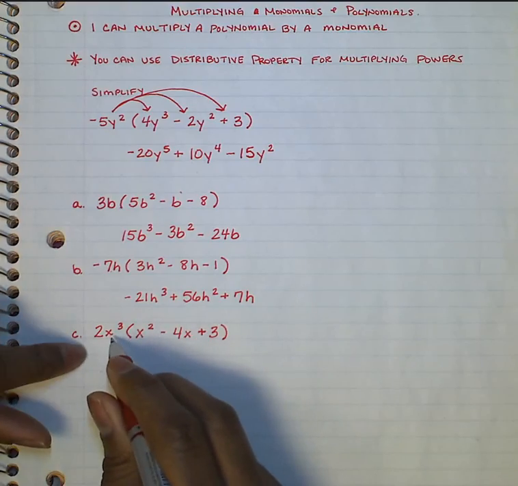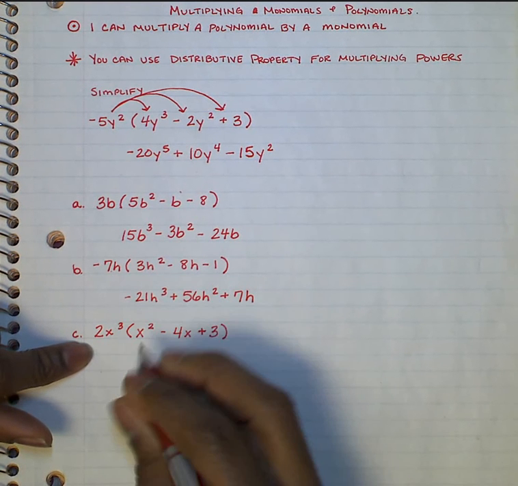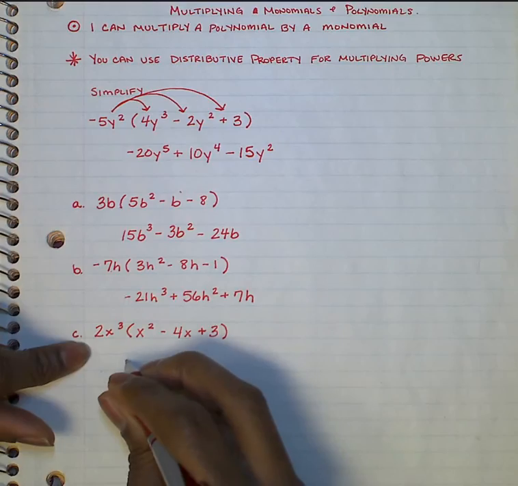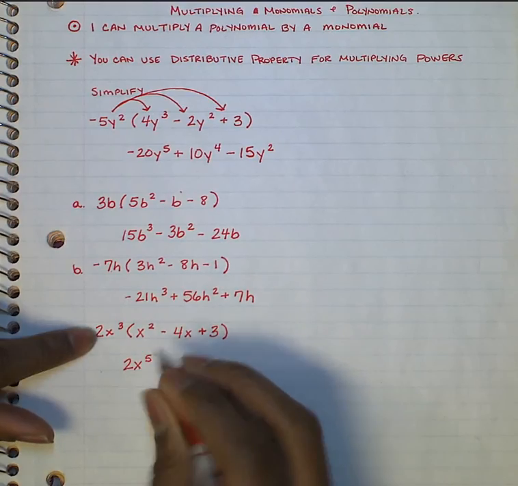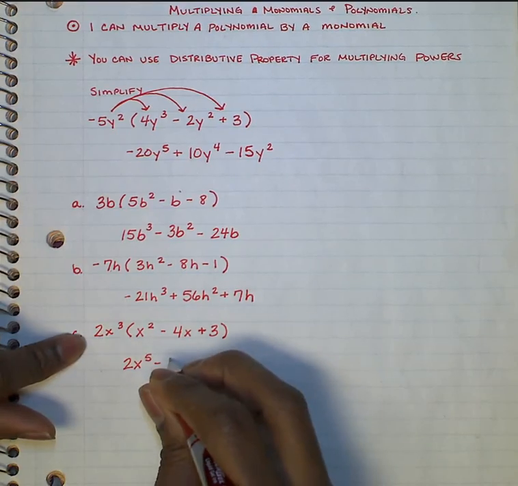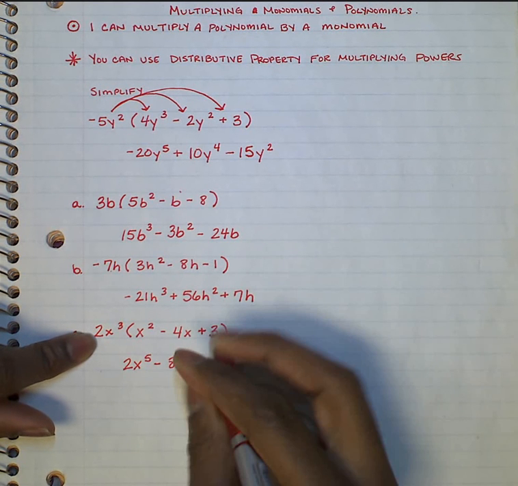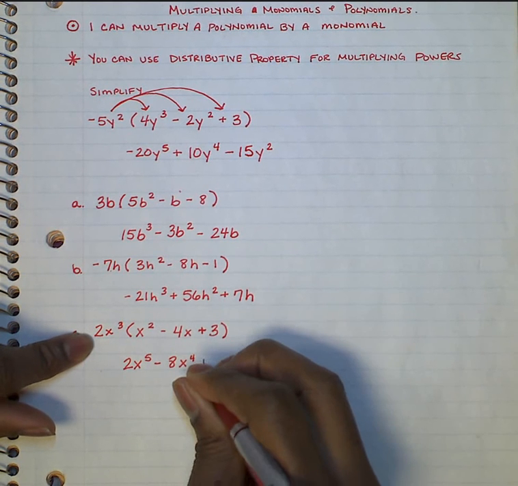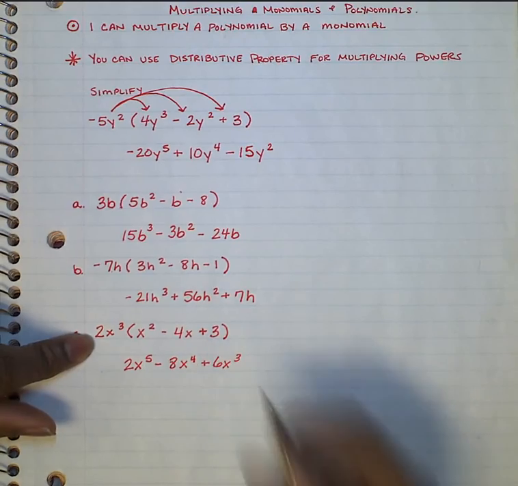Our last example here, we have 2x cubed times x squared. That will give me 2x to the fifth. 2x cubed times negative 4x will give me negative 8x to the fourth. And then 2x cubed times 3 will give me 6x to the third.